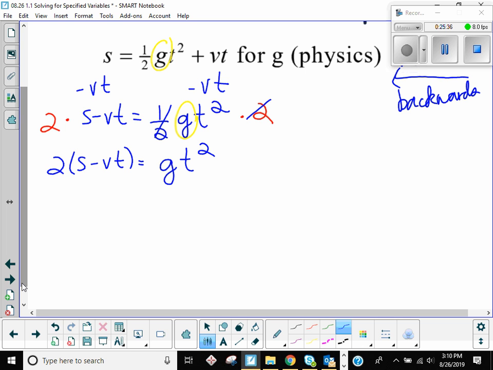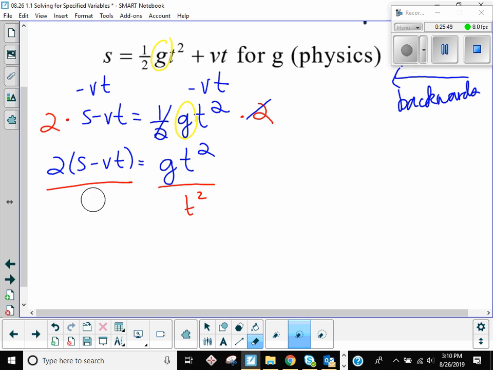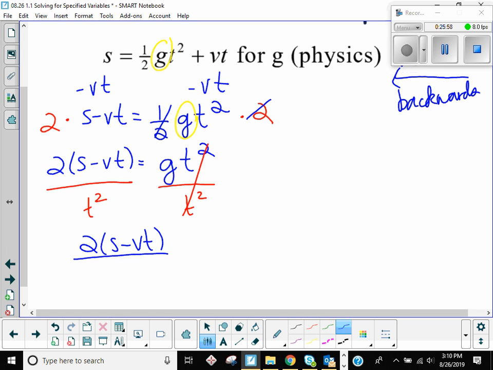Almost done. G is not quite by itself. Times t squared. How do I undo that? Absolutely. Divide by t squared. So those cancel. 2 times the quantity s minus vt over t squared equals t.